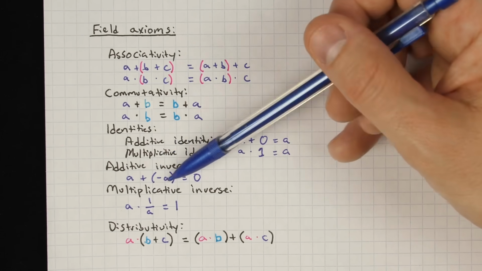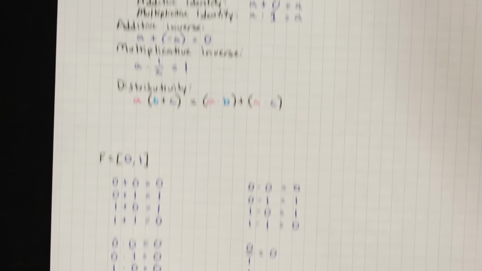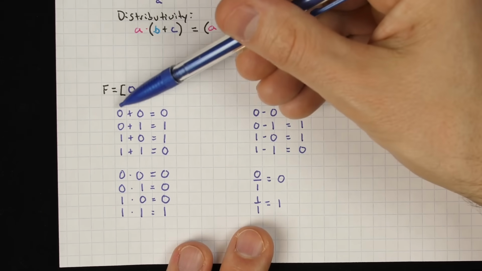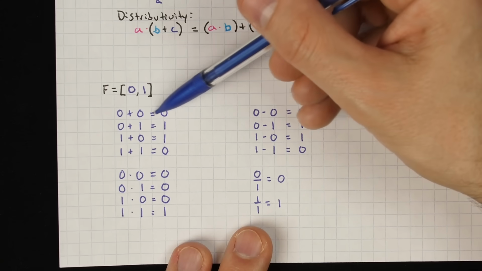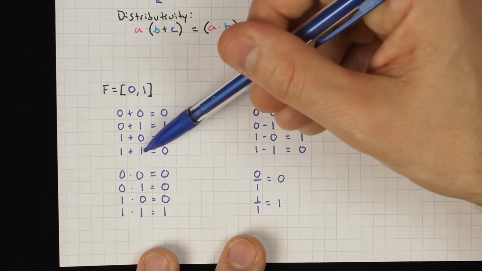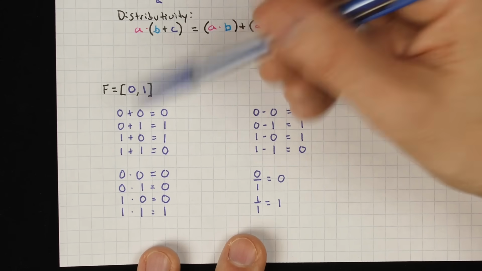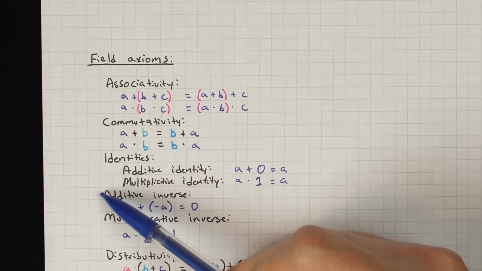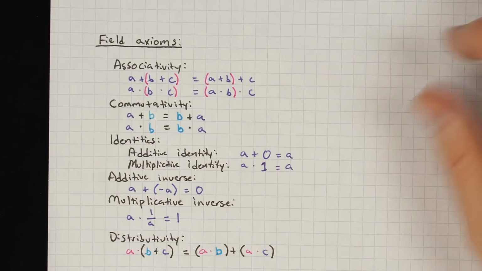But in our world, the additive inverse of a number is the number itself. So the additive inverse of 0 is 0, so 0 plus 0 equals 0. That works. And the additive inverse of 1 is also 1, so 1 plus 1 equals 0. Because we've defined this that way, we can check off that axiom there.